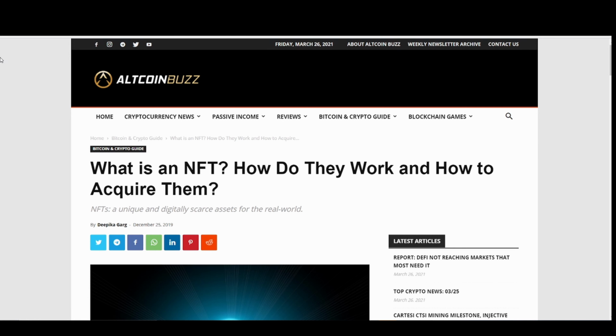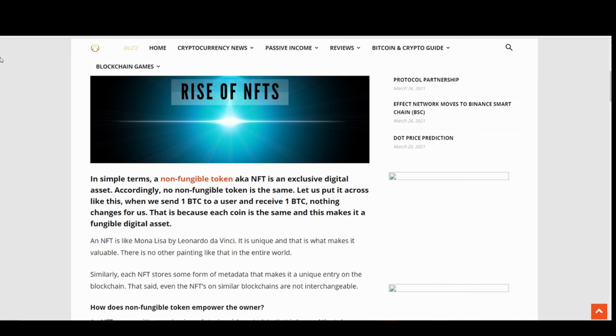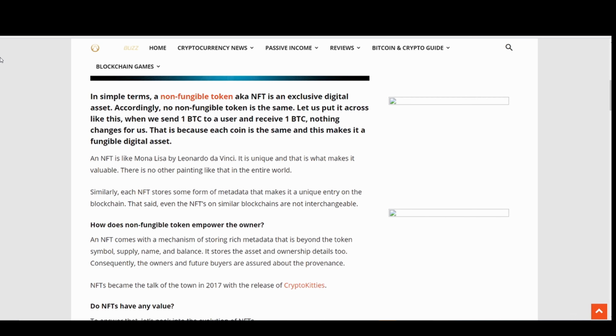What is an NFT? How do they work and how do you acquire them? In simple terms, a non-fungible token, aka NFT, is an exclusive digital asset. Accordingly, no non-fungible token is the same. Let us put it across like this. When we send one Bitcoin to a user and receive one Bitcoin, nothing changes for us. That is because each coin is the same, and this makes it a fungible digital asset.